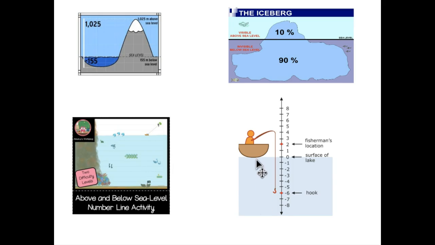And our last picture here shows the same thing. This guy in the boat is at sea level. Now look where this 2 is indicated. And that's because the man is not right in the water. He's in the boat. So he is 2 feet above sea level. Look at his fish hook. That hook comes down below the water level, and that is 6 feet below sea level. And there's the surface of the lake.